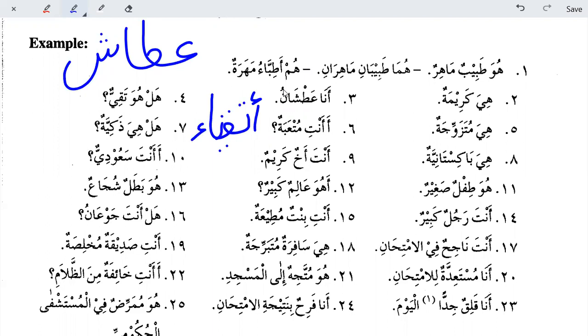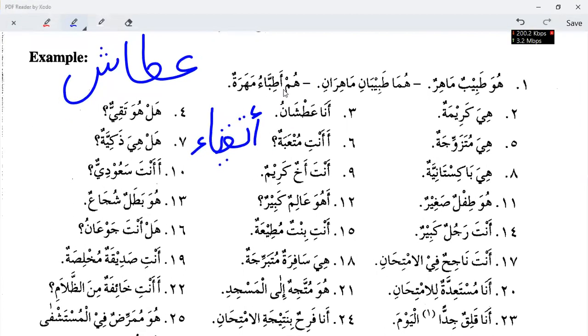Now why not use that Maharatun? Actually, there is no rule for forming a plural except Jama Muzakkar Salim. Those who are Jama Muzakkar Salim, we just make them plural by adding vowel. But for the rest of them, we need to memorize every word separately. There is no rule.